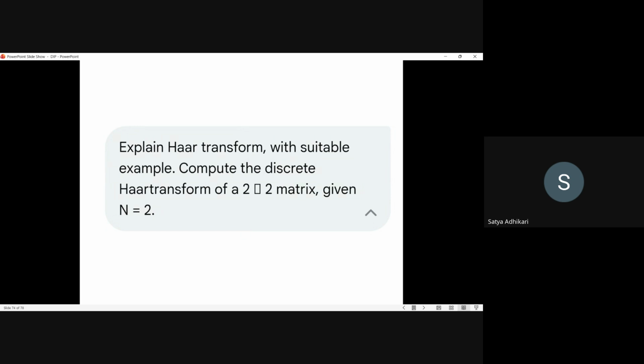Okay. So beside these two transforms, another is the Hart transform. This question also came up: what is the Hart transform? Give a suitable example and compute the discrete Hart transform of a 2 cross 2 matrix. We have already seen in the previous example that we got a DCT matrix, but here is a Hart transform matrix. Let us see what this transform is.